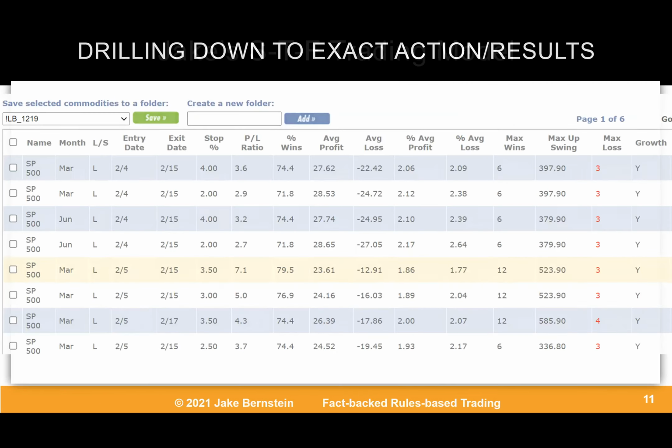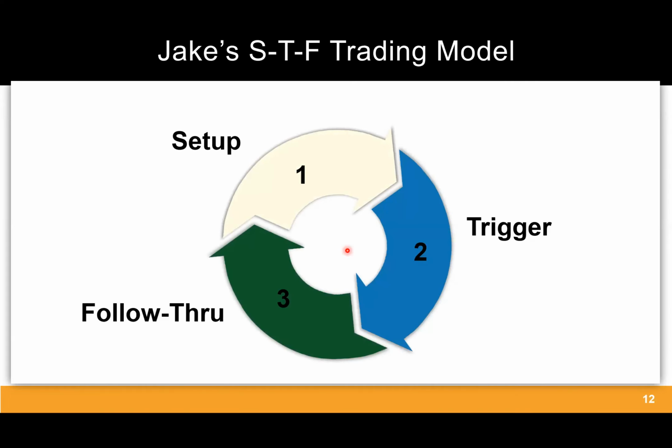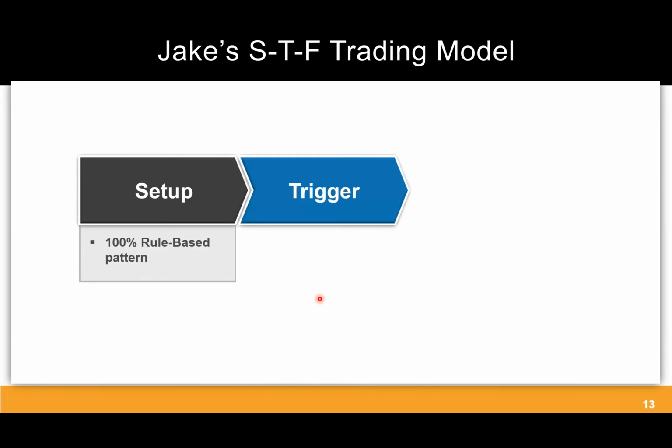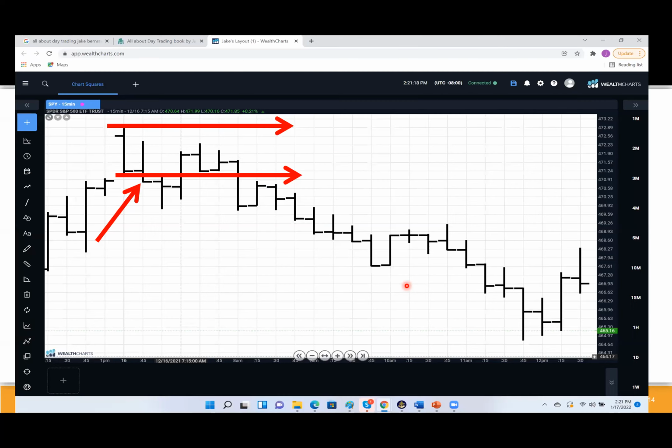But let me show you a different pattern. So this is my algorithm, my strategy, my model: setup, trigger, follow through. For everything I do, I need to know all 3. The setup is a rule-based pattern. The trigger is timing. The follow through is stop loss, first profit target, and profit maximizing strategy. Let me show you something.